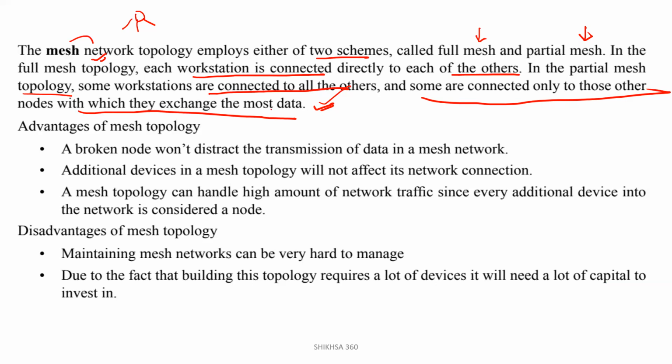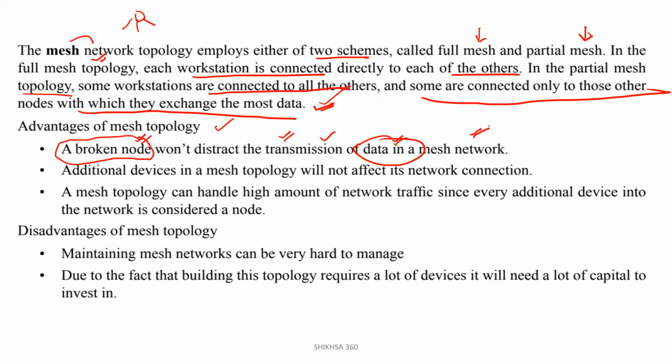So what are the advantages of the mesh topology? First, a broken node would not disrupt the transmission of the data in a mesh network. Second, additional devices in a mesh topology will not affect its network connection. Clear?